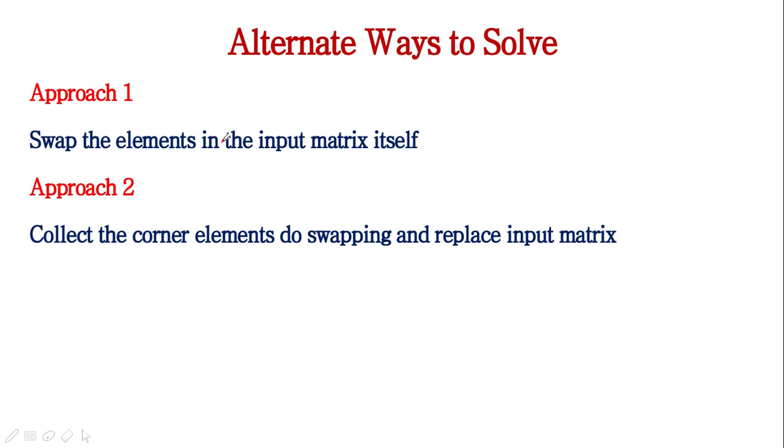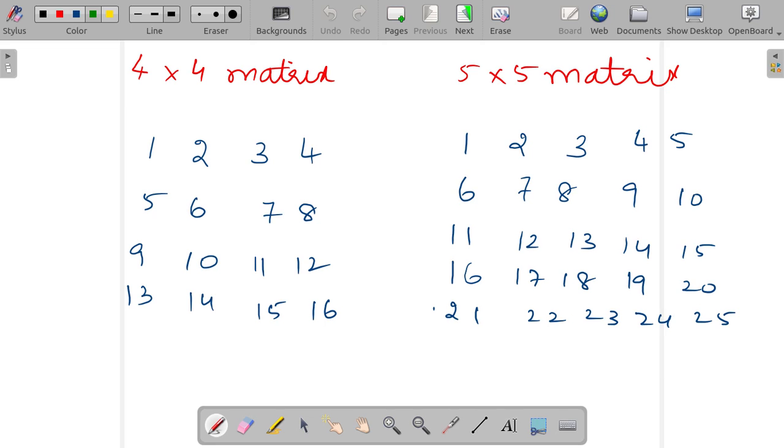And approach 2 is you are going to collect the corner elements alone and put them in a list. Then you will do the swapping and then place the corner elements back in their original positions. You are going to replace the elements in the input matrix so that it will get transformed. This is approach 2. So let us discuss the first approach first of all.